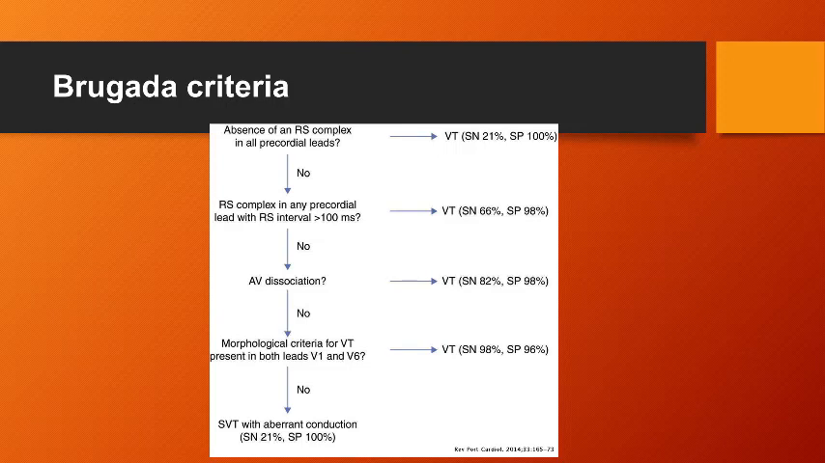The next question is about the ECG which we have in front of us. Is the morphological criteria for VT present in both leads V1 and V6? If the morphological criteria is fulfilled, then it is a VT. If it is not, then it is an SVT. We can use this Brugada criteria in all those wide complex tachycardias, and it can help us in differentiating it from supraventricular tachycardias.